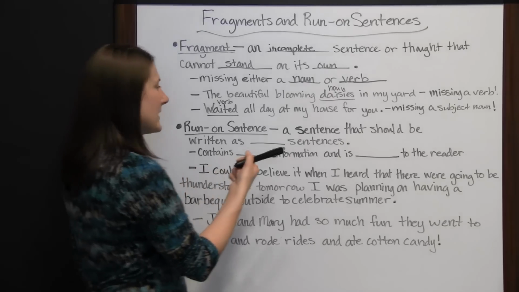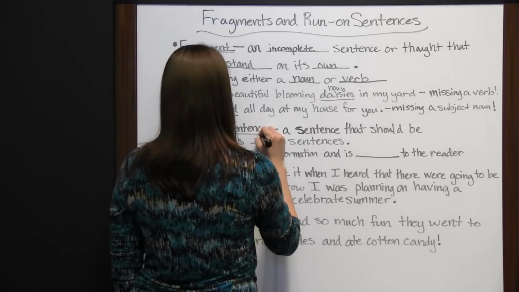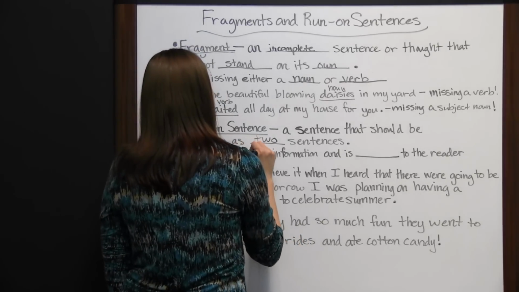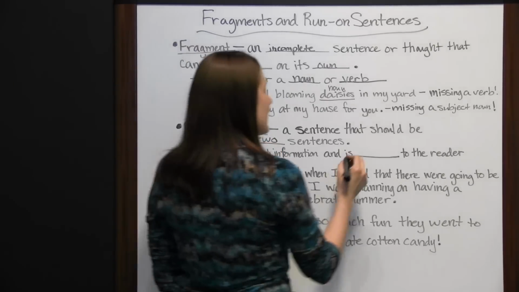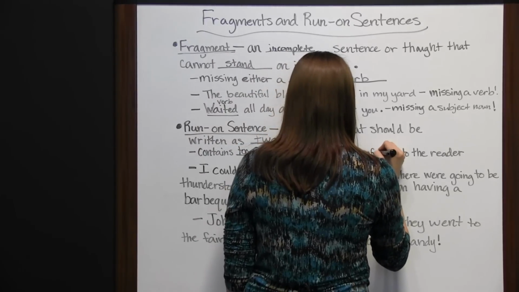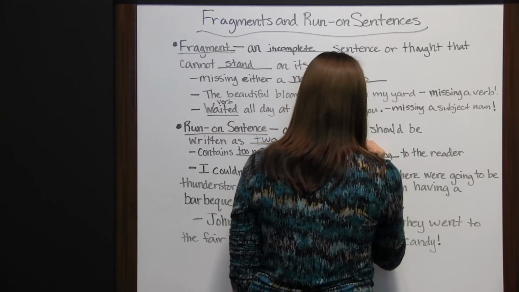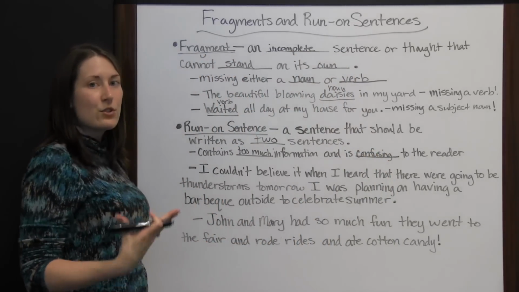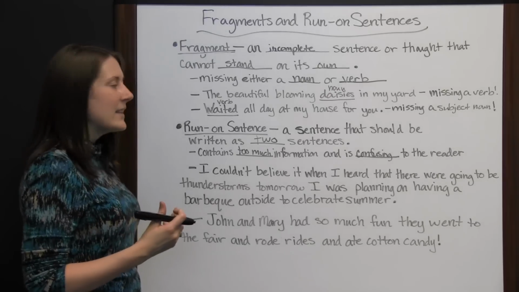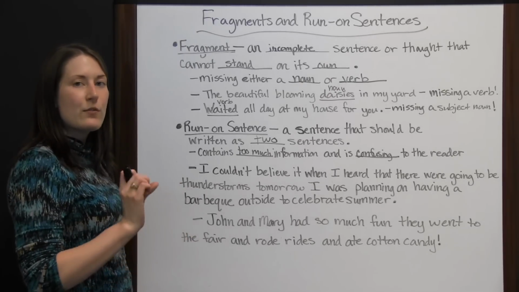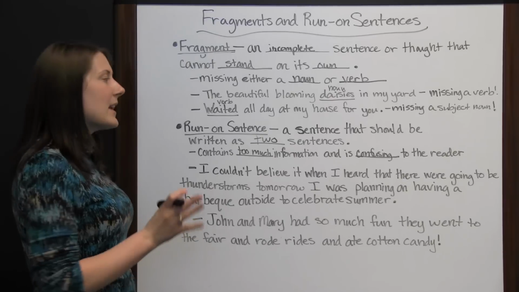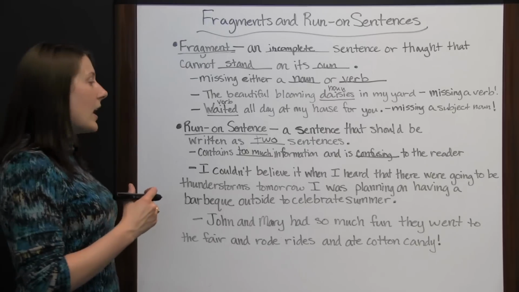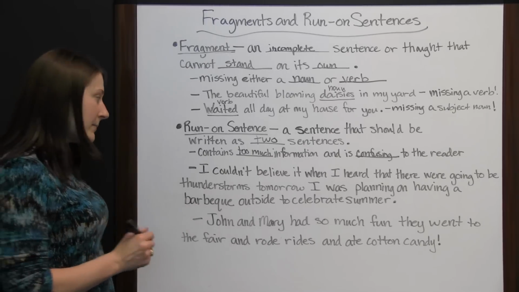A run-on sentence is a sentence that should be written as two sentences. It's too long. It contains too much information and is confusing to the reader. And if it's running on and on and on, then it's likely there's not correct punctuation and there's too many nouns and too many verbs crammed into one sentence. So you need to break it up so that you've got separate complete thoughts and it's easier for the reader to understand. Let's look at these examples of run-on sentences and then correct them.